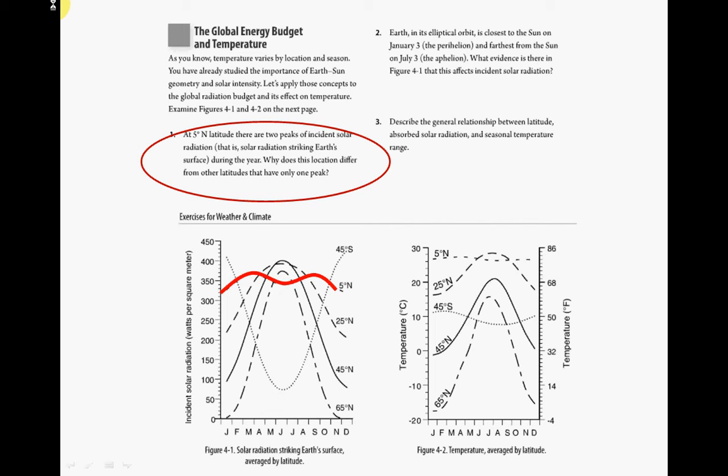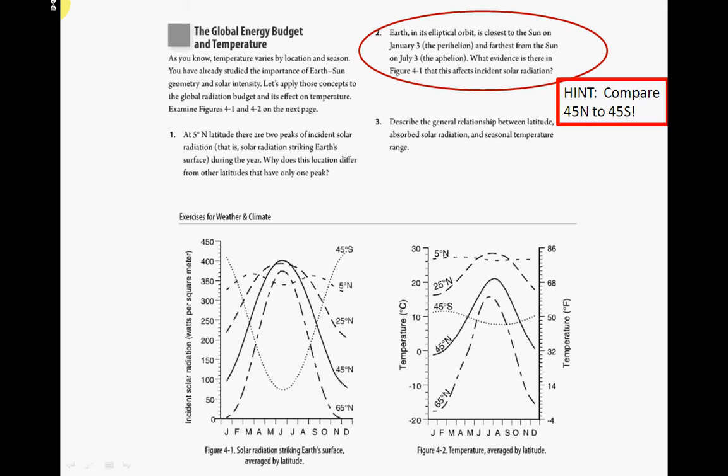Question 2, again, it's not the most clearly worded question. The Earth in its elliptical orbit is closest to the Sun in January and farthest from the Sun in July. What evidence is there in Figure 4.1 that this is true?